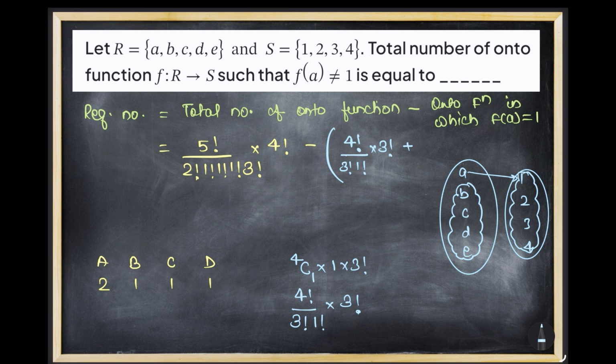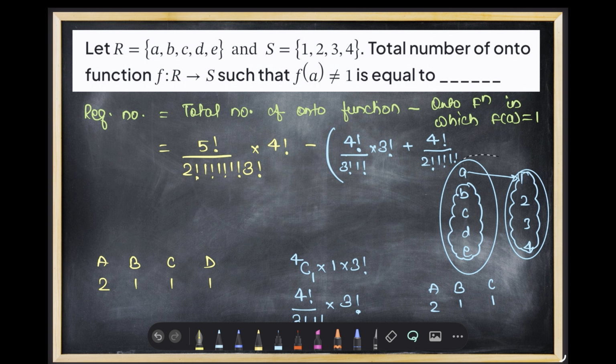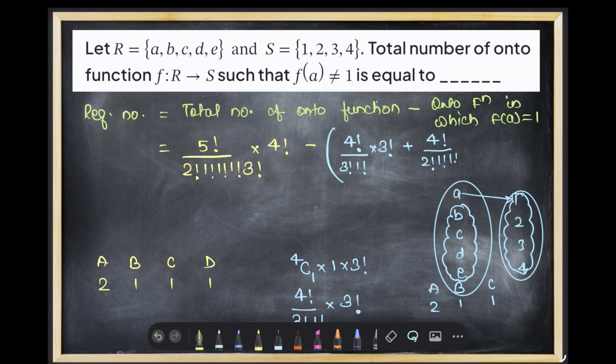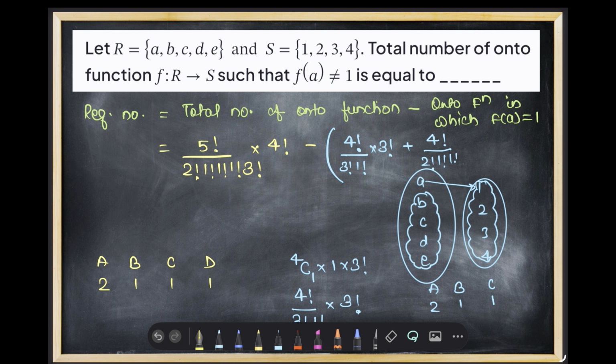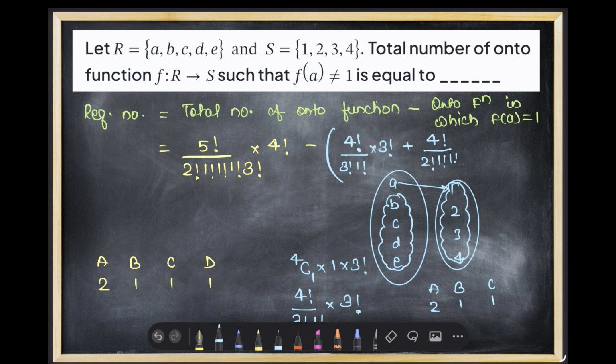Plus the case where no people are connected with 1. So these 4 people have to connect themselves with 3 people. So you have to make 3 groups A, B, C. How many groups are possible? 3 groups are possible. You are 4 in number. So 1, 1 and 2. Correct? Now you cannot break further. So it is 4 factorial by 2 factorial, 1 factorial, 1 factorial, 1 factorial, 1 factorial.